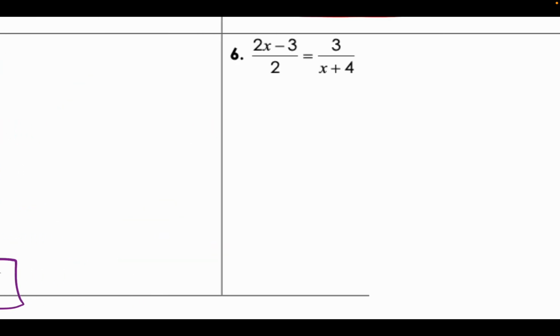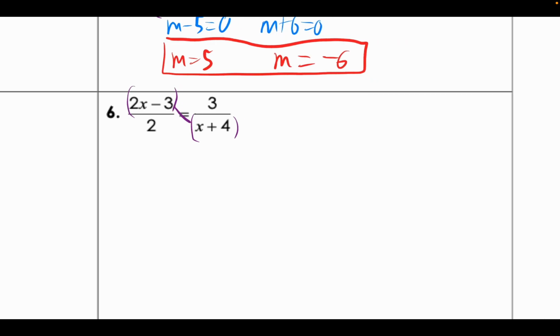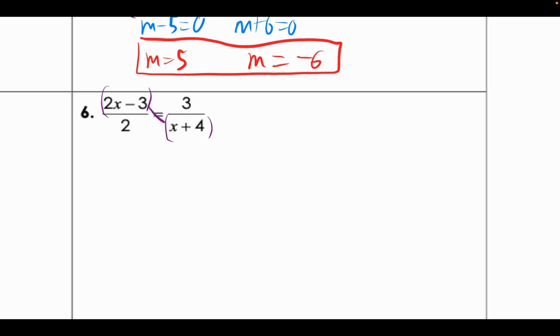Next up, number 6 here. Again, cross multiplying. 2x minus 3 times x plus 4 gives me, well, let's do it off to the side for those of us who need it, which is once again most of us. 2x times x is 2x squared. 2x times 4 is 8x. Negative 3 times x is negative 3x. And negative 3 times 4 is negative 12. Combining like terms results in 2x squared plus 5x minus 12. And so that's one side of my equal sign.